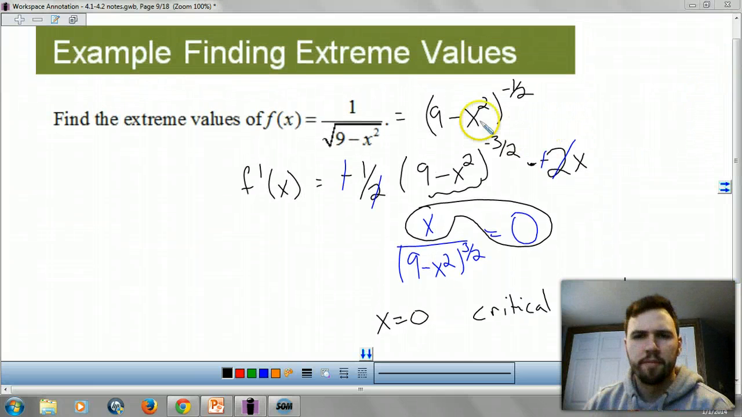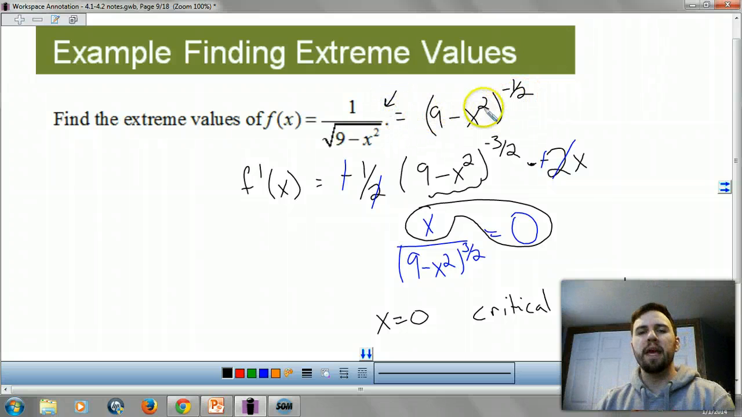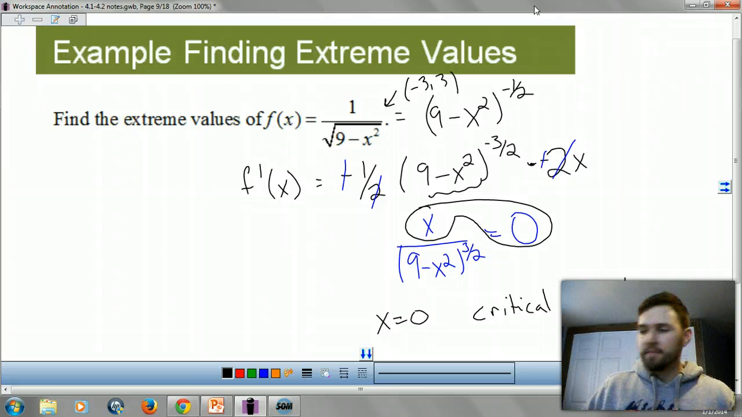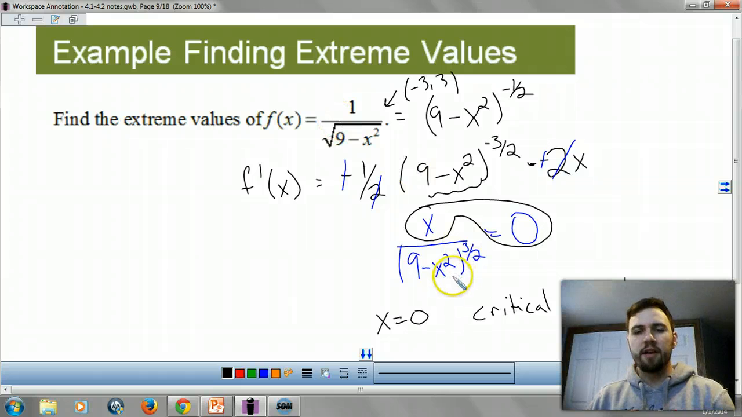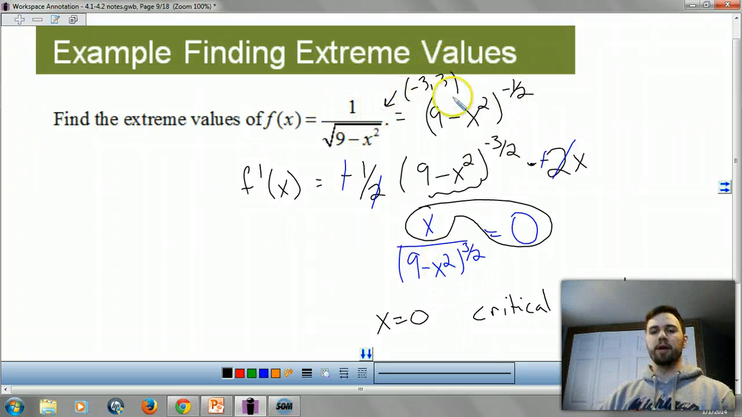What else do we have to do? Well, our original equation's domain is from negative 3 to 3, because we can't take the square root of a negative, and we can't divide by 0. So that's our original domain. So down here, you can say, well, when you plug in 3, you get 0 in your denominator, but it's not in there because we couldn't have done it to the original. Okay, so just x equals 0 is a critical point.